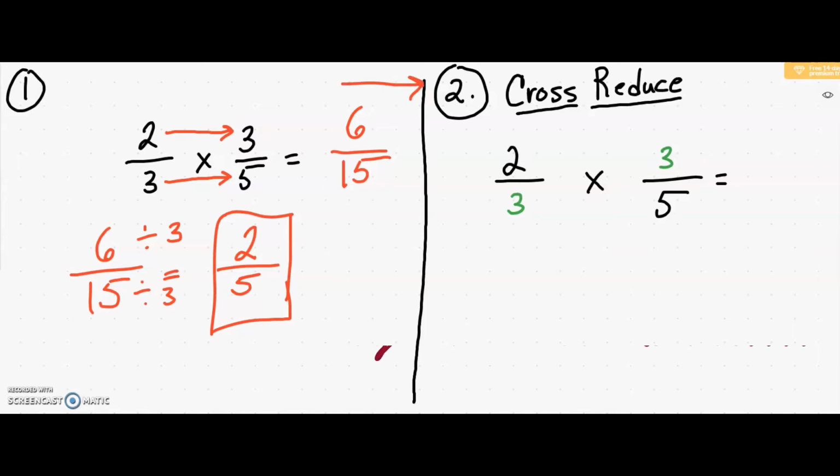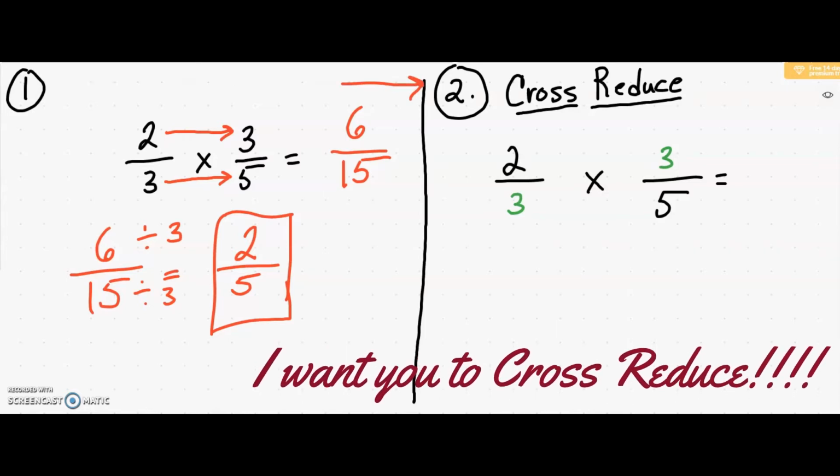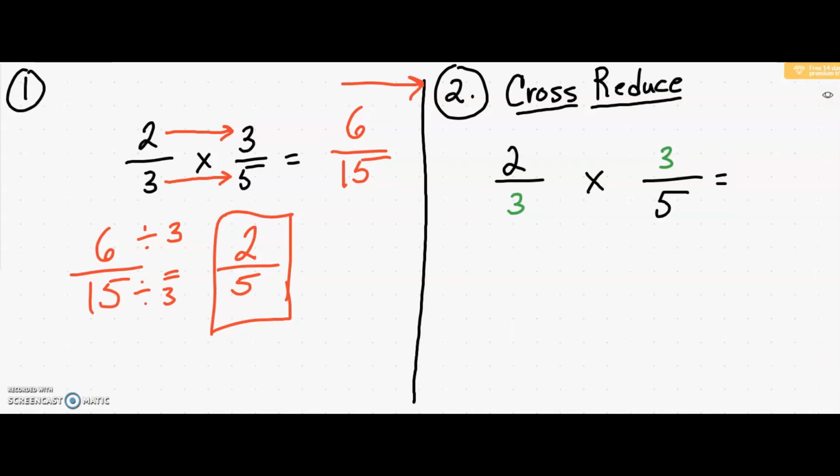But after today, the way I want you to do it is going to be the second way, the cross-reduce way. If you notice, the way I designed the problem is the 3's are in a different color. That's because you're going to learn to cross-reduce, and it's always in a diagonal pattern. The reason I didn't touch 2 and 5 is because 2 and 5 have nothing in common that can make them become smaller. But the 3's, definitely.